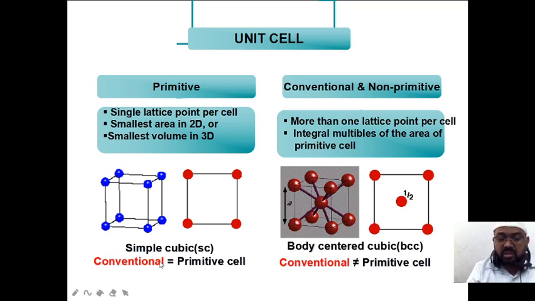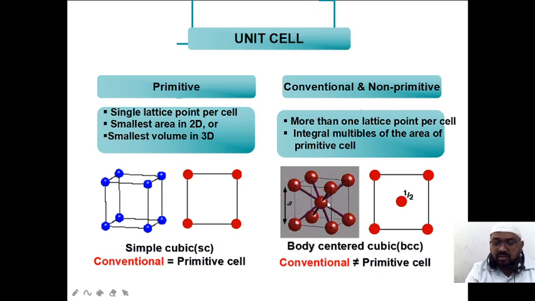So simple cubic is conventional. When I say conventional, it is a normal primitive cell, so conventional means we are talking about the primitive unit cell. If there is more than one lattice point per cell, you will have integral multiples of the area of the unit cell. You can see exactly at the corners the spheres indicated in the figure: 1, 2, 3, 4, 5, 6, 7, and 8.